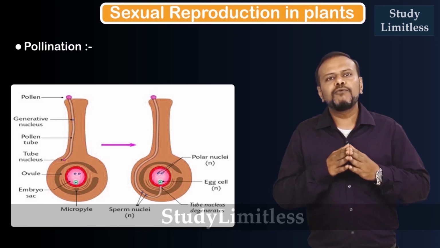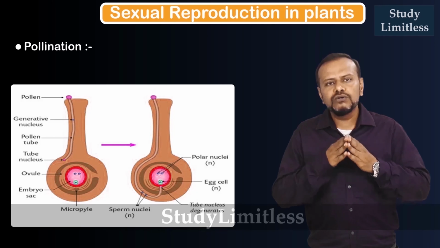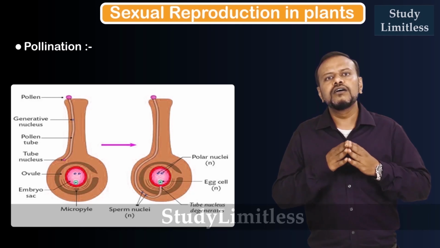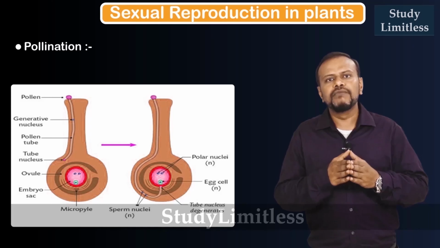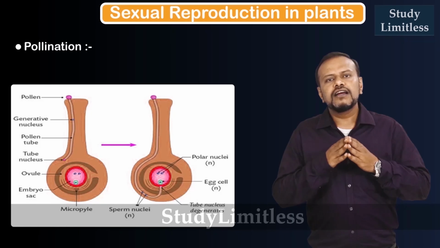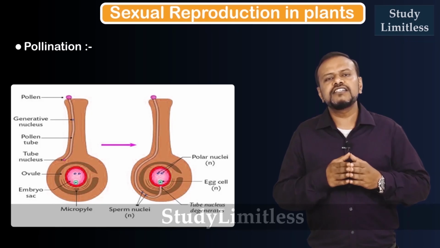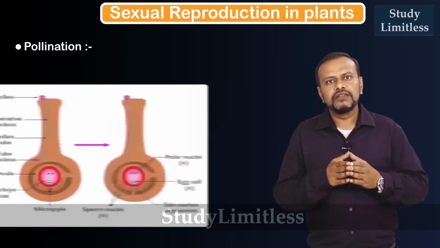The male gametes from the pollen grains are transferred through this pollen tube into the ovule, where they fuse with the ovum and result in the fertilization process. As a result, a zygote is developed.